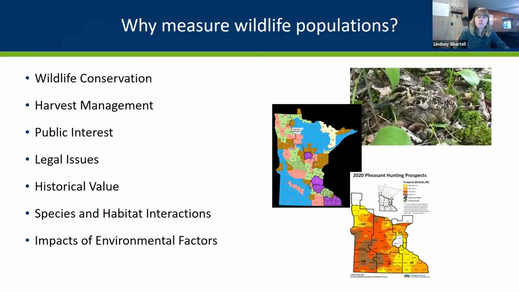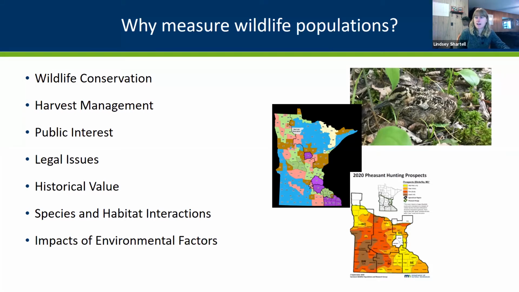So why measure or monitor wildlife populations? To conserve wildlife, we need to know something about the population, its status and trends, when action is needed to protect the species and their habitats. Harvest management is determining the bag limits and harvest regulations, which requires knowledge of the population. Data on harvest levels and the resulting impacts on the population is necessary for ensuring a sustainable harvest. Public interest is another good reason.